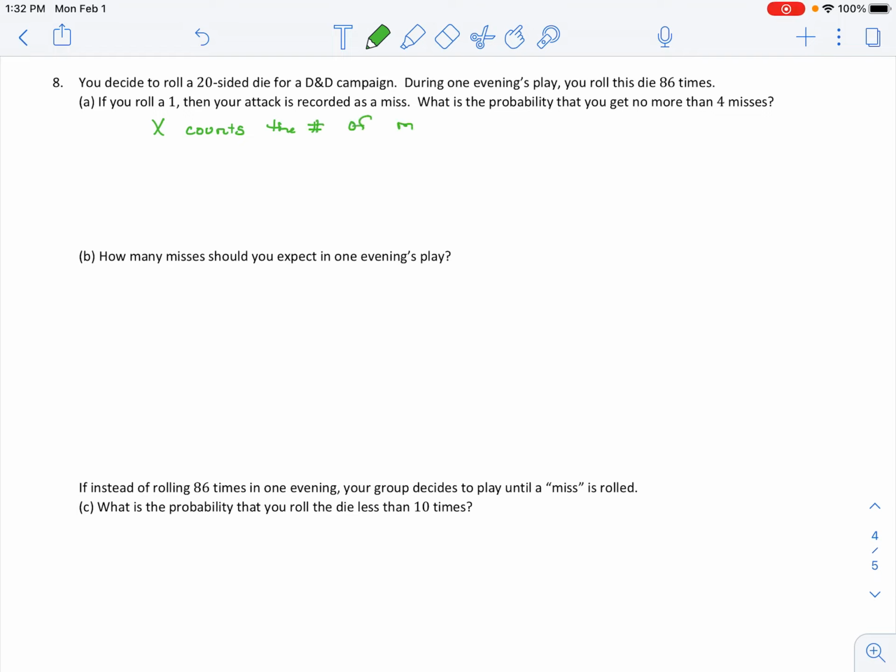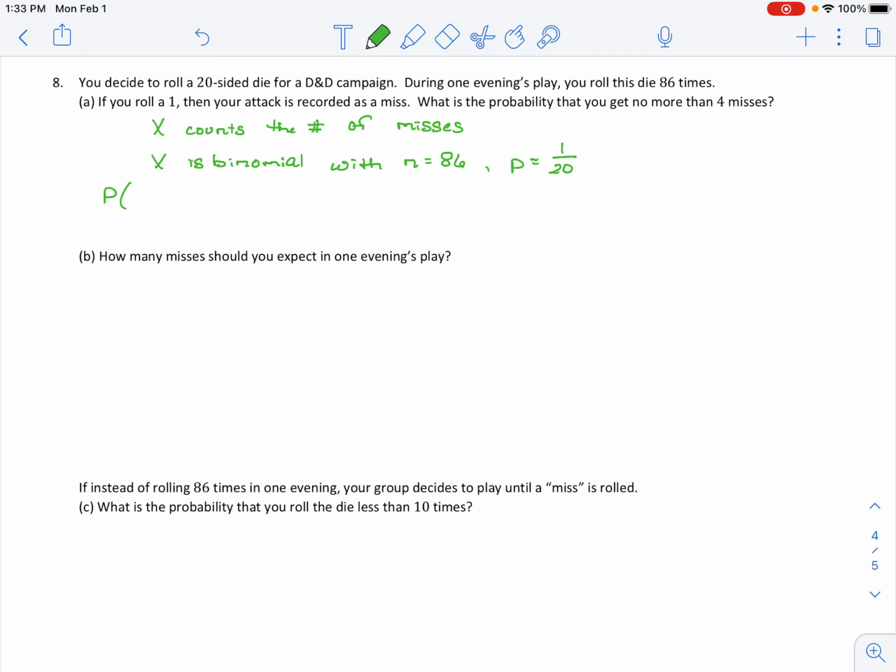So I'm going to just define a random variable I'm about to use. And I know that X is binomial. You could check your binomial requirements. And we would have a set number of trials. We rolled it 86 times. The probability of success on each trial is 1 out of 20. Of those 20 sides, only one of them has the number 1 on it.